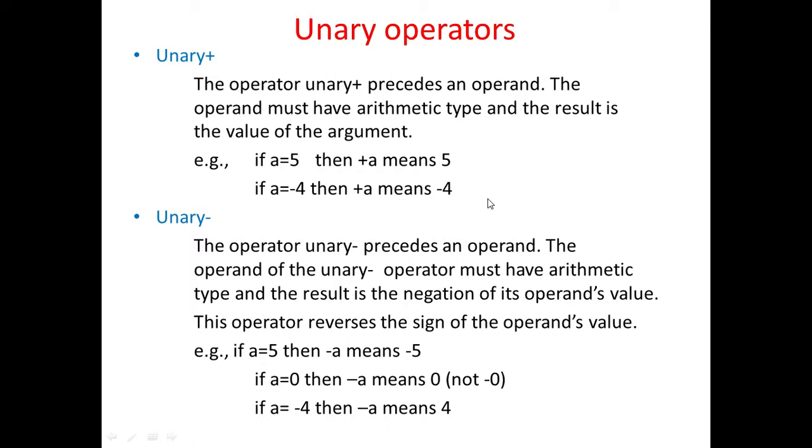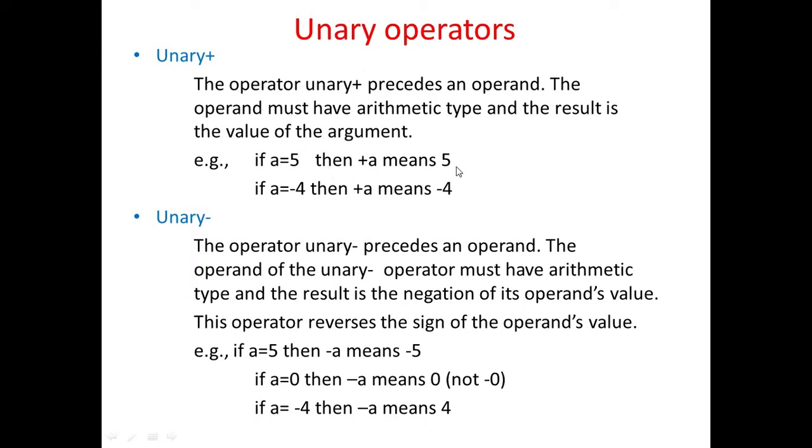Means it does not change the value. Means it does not change the number. Whatever number you give, unary plus of the number will result in the same number. So the operand must have arithmetic types. It can only work on numbers, and the result is the value of the argument. Value of the argument means whatever value you give, you will get the same value, no change in value.